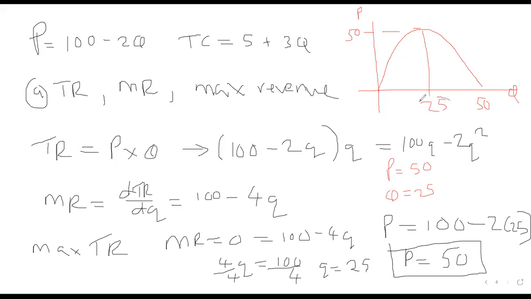So how many units to maximize revenue? 25. What is the price that will maximize? 50. But what is the actual total revenue? Total revenue is equal to price times what? Quantity. So if our price is 50 and our quantity is 25, we're going to have 1, 2, 5, 0. So 1,250 is the total revenue.